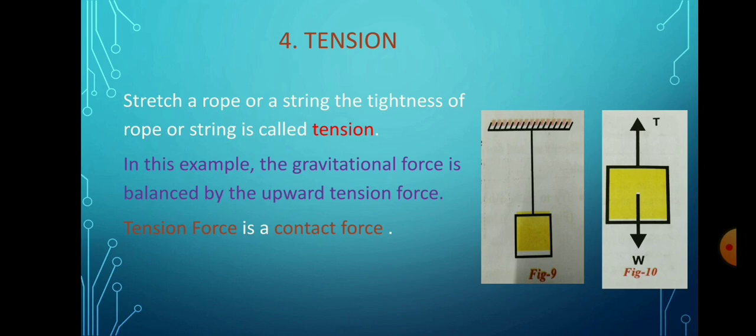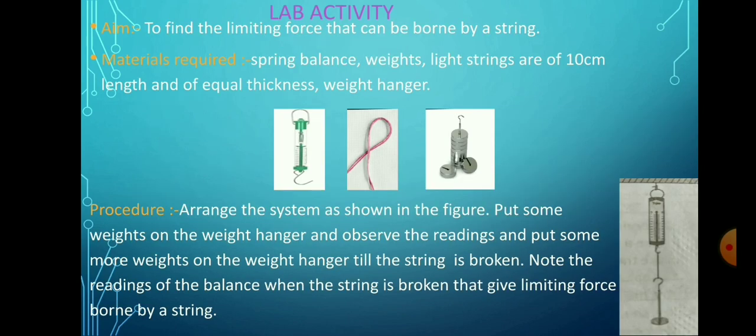Now, let us do a lab activity. In any lab activity, first we write the aim of the lab activity. Here, the aim of the lab activity is to find the limiting force that can be borne by a string. The second step is materials required. Here, the materials are a spring balance and weights, light strings of 10 cm length and equal thickness, and a weight hanger. So here, procedure: arrange the system as shown in the figure.